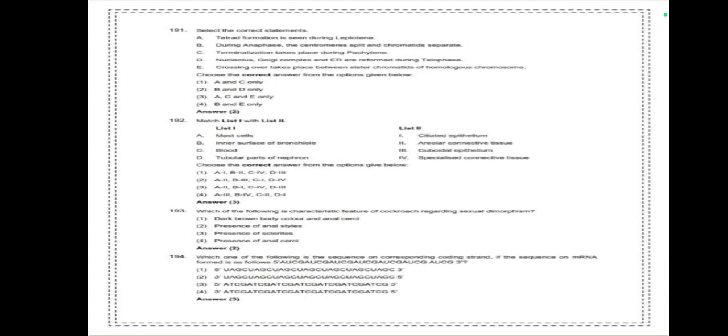Question number 193, which of the following is characteristic feature of cockroach regarding sexual dimorphism? Answer is 2. Presence of anal styles. Question number 194, which of the following is the sequence of corresponding coding strand if the sequence of mRNA formed is as follows: 5' to 3'? Answer is 3.